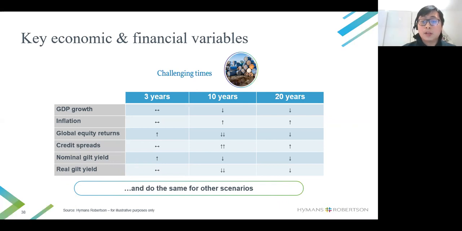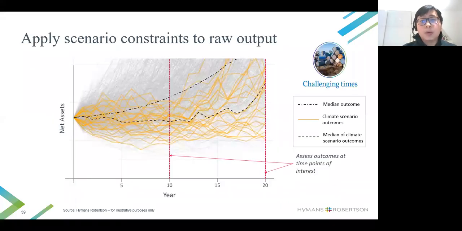So moving on to the next slide. So what do we do next? Using the information that we've gathered, we've then applied the logic to our economic scenario generator. So the gray lines on this chart represent all the scenarios from our economic scenario generator, and the median outcome is represented by the higher of the two dotted lines.